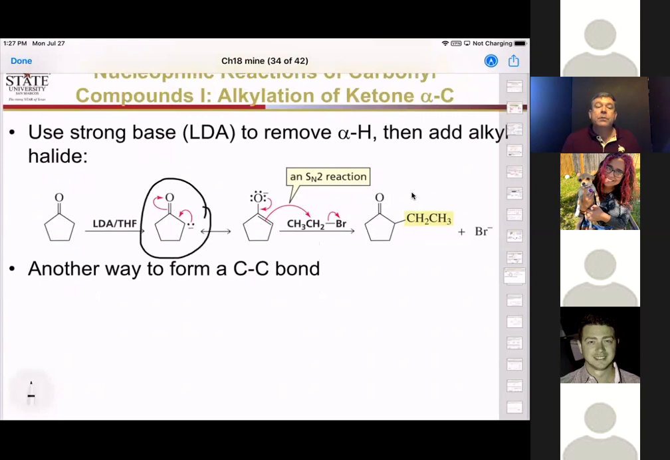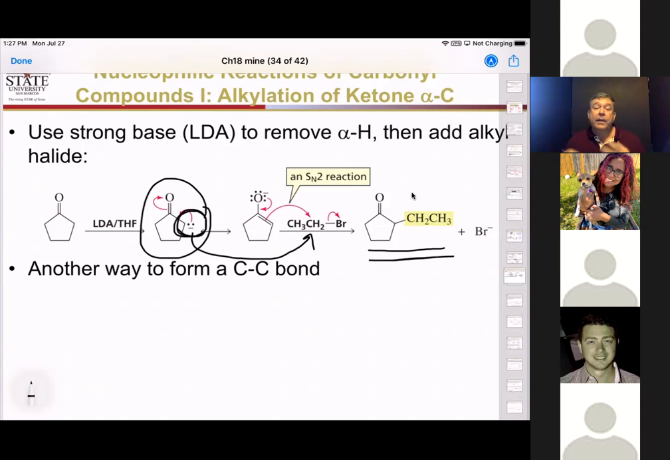This can then be used to displace any other alkyl halide in an SN2 reaction. So we're now generating another way to create a carbon-carbon bond and do it specifically in that position next to a carbonyl compound, because we know when we deprotonate it, it's going to be alpha to the carbonyl compound. Our little smiley nucleophile can then displace an alkyl halide to generate our new carbon-carbon bond.